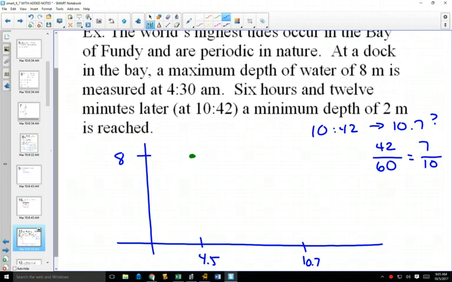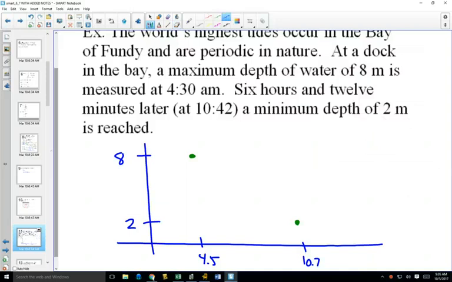So we have 10.7, and at 10.7, the depth is 2 meters. And this is all you need for a sinusoidal graph. If you have one maximum and the following minimum, or one minimum and the following maximum, it's enough information for the entire graph. So what are things that we need to find the equation? We need our center line. Can you see that your center line should be right here in the middle somewhere? What's its value? What's right between 8 and 2?